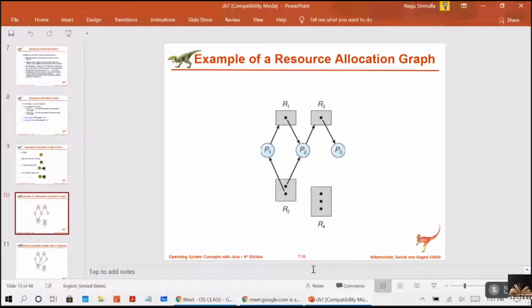There is no circular wait and there is no hold and wait for all the processes. P3 is holding a resource, but it is not requesting a resource. Hold and wait has to be applied for all the processes. If it is satisfied for all the processes, then you can say there is a deadlock, right? You're getting me?